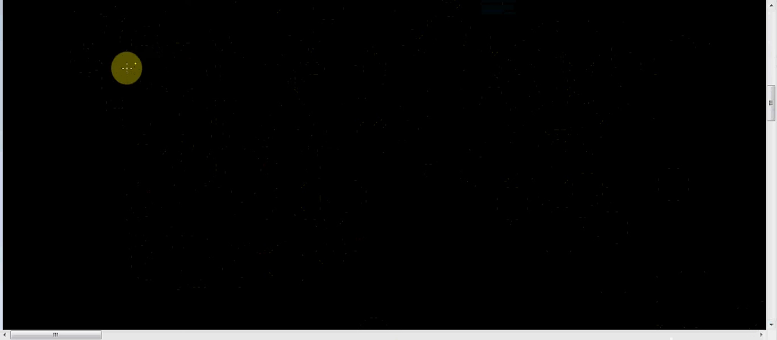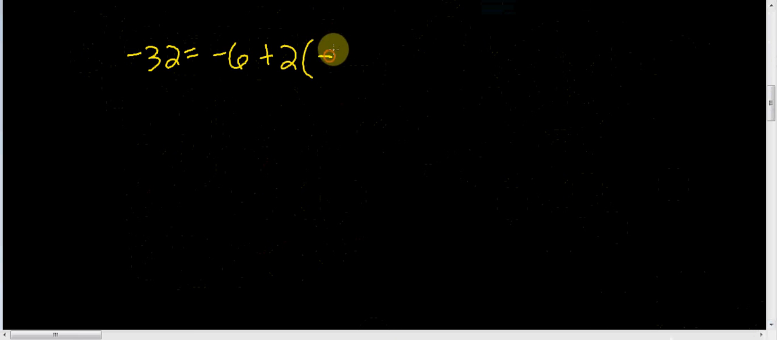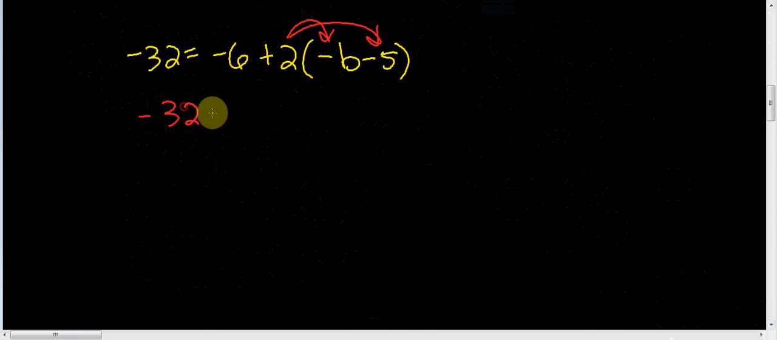Let's see, we're going to say that we have negative 32 is equal to negative 6 plus 2 times the quantity, negative b minus 5. That's our equation. We'll distribute the 2. So we have negative 32 equals negative 6 minus 2b when I multiply, and minus 10. Pay very close attention to your signs. They're very important there.